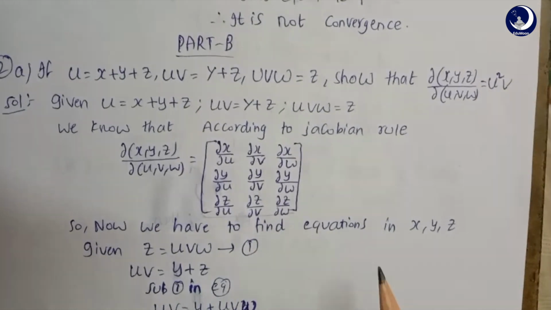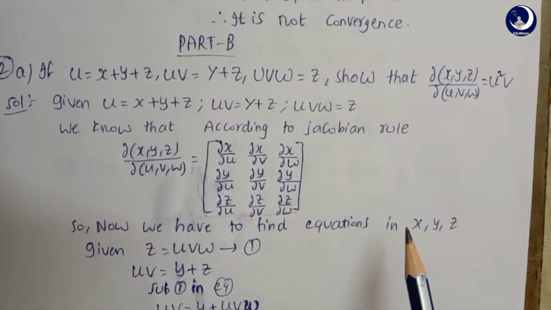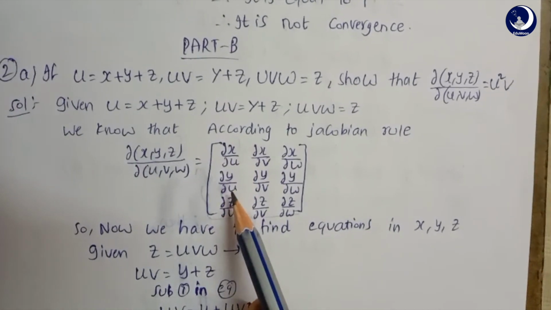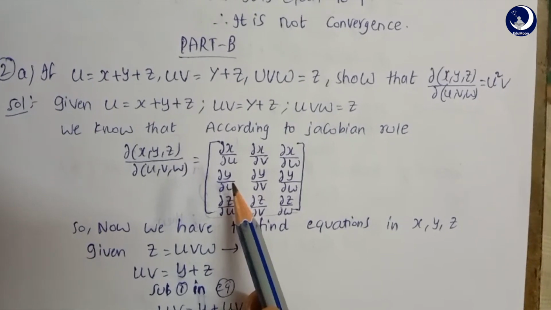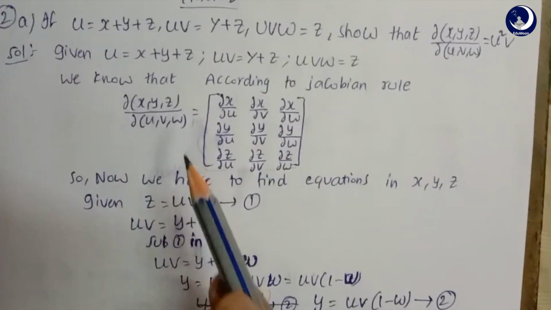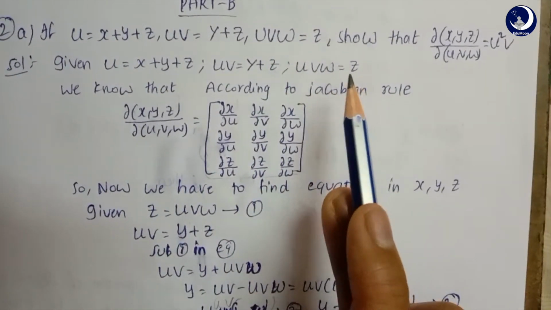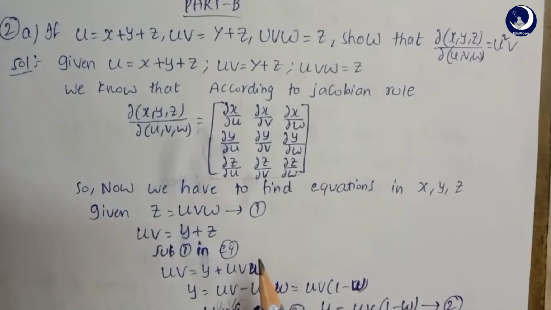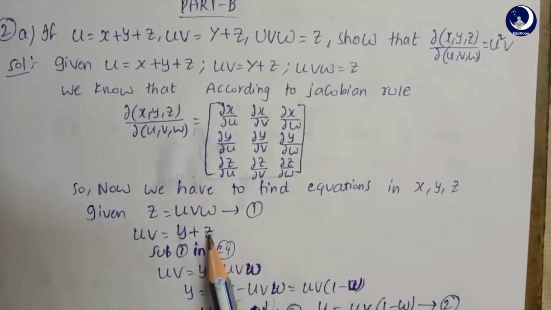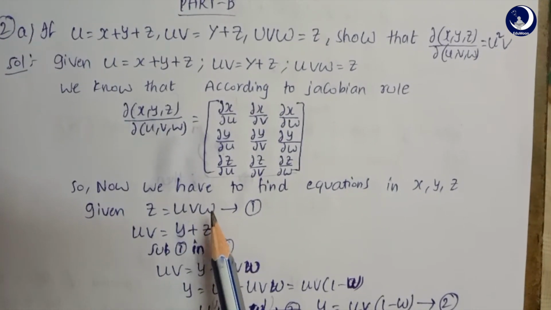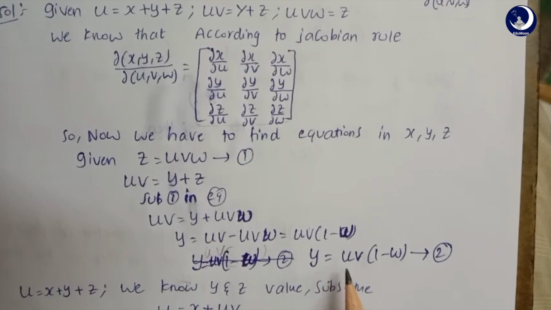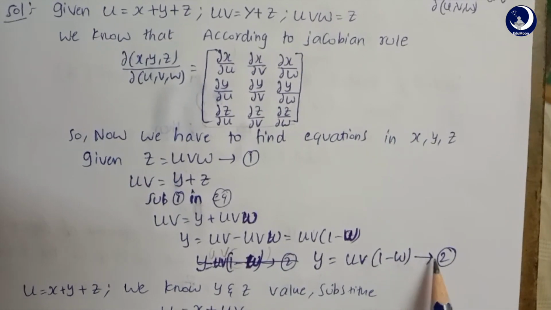Now we have to find equations in x, y, z, because all the equations are to be replaced with x, y, z functions. So we must take u v w as constants and x, y, z as variables. Then here we already get z equal to uvw, taken as equation 1. Coming to uv equal to y plus z, we already know z equal to uvw. So replace z with uvw. Then we get y equal to uv into 1 minus w. It is considered the second equation.